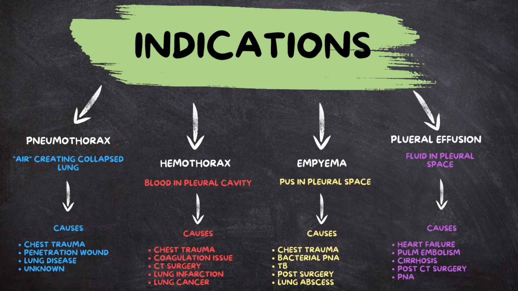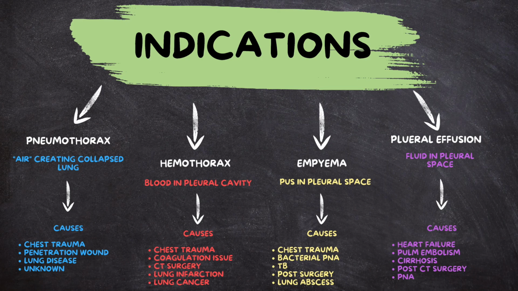Stepping back down, this is not as common, but hemothorax. Think about the word hemo, meaning blood. So there's now blood in that pleural cavity. And all these have the same end result, as we need to get them out. So this is just identifying what each one of these causes are.